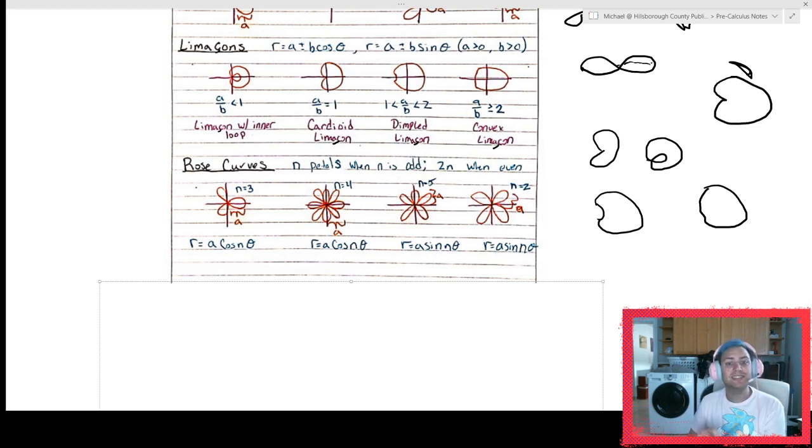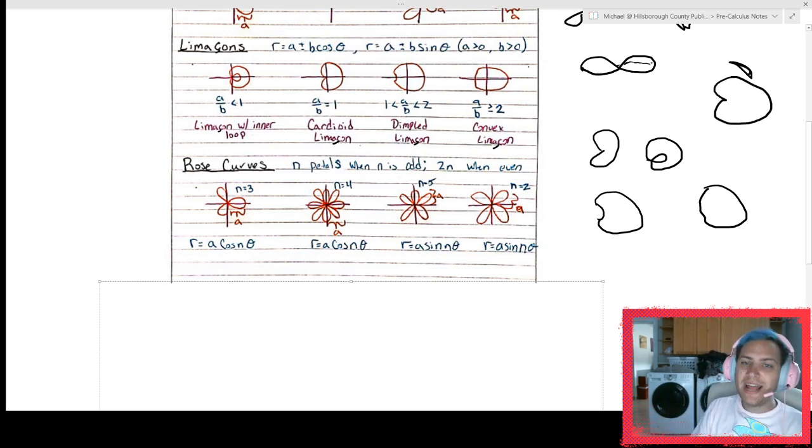Even numbers cause it to double. So if you have a 2 for your n, you'd end up with 4 petals. If you had a 4 in there, you're going to end up with 8 petals. If you have a 6 in there, you're going to end up with 12 petals. And every time it's even, you keep doubling the number of petals. 8 gives you 16 petals. So you want to be mindful of that. Whatever n is, if it's odd, it's the same. If it's even, you double it.